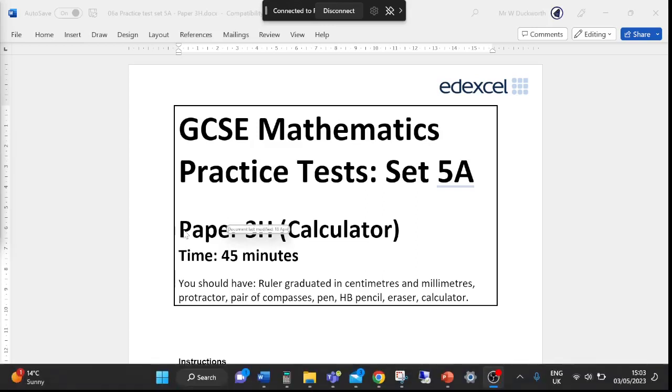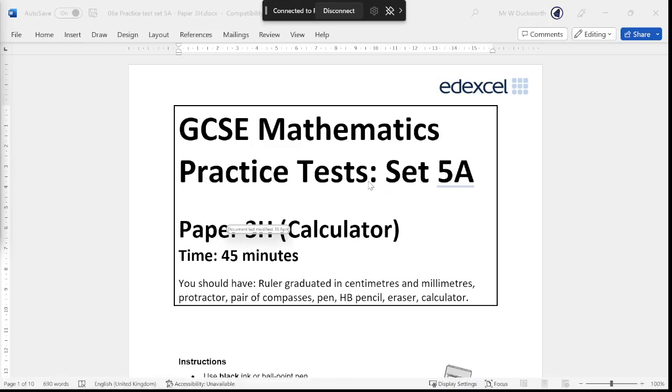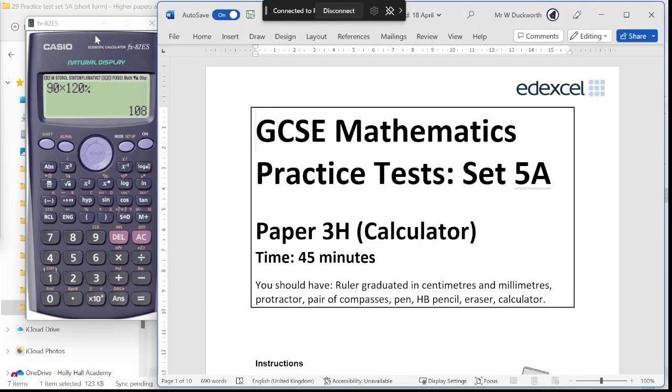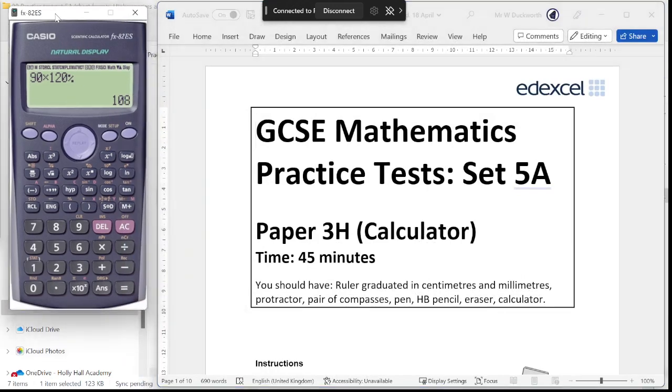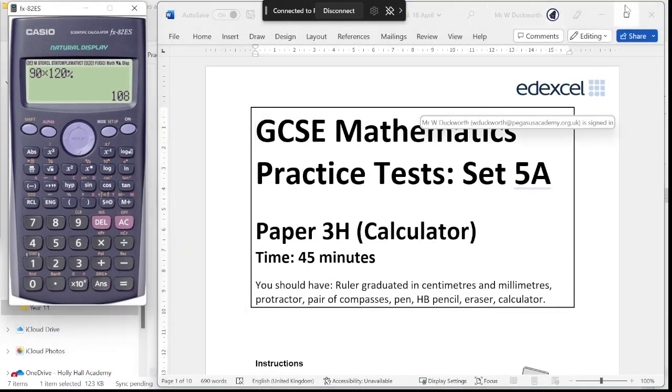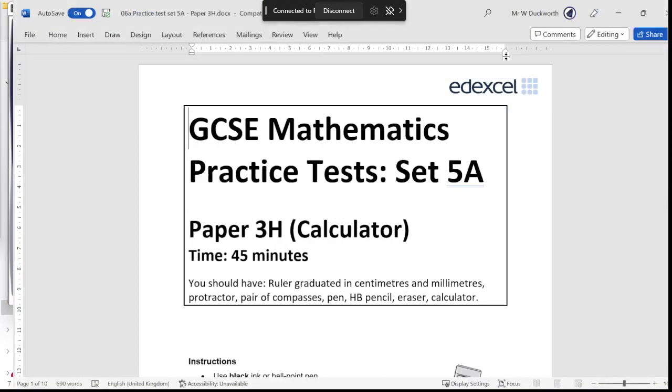Today we're looking at the Edexcel half paper series, set 5A, and this is going to be paper 3, which is the calculator paper. I'm going to be using my old emulator, the FX82. Very little difference between that and the more modern ones if you're using those.